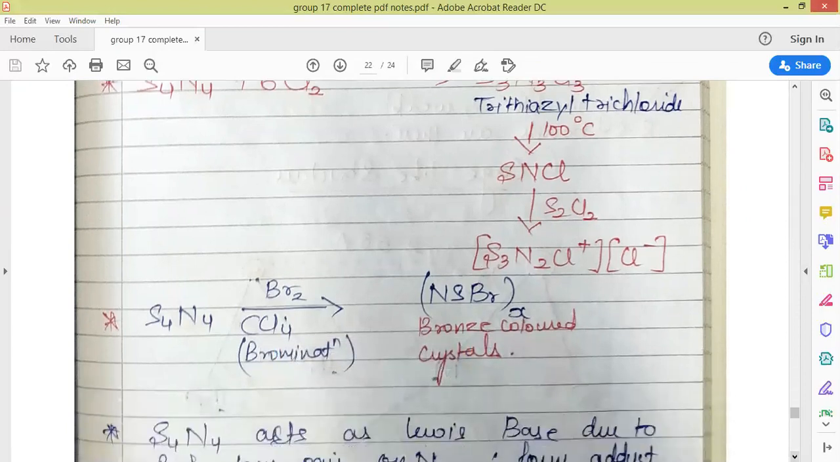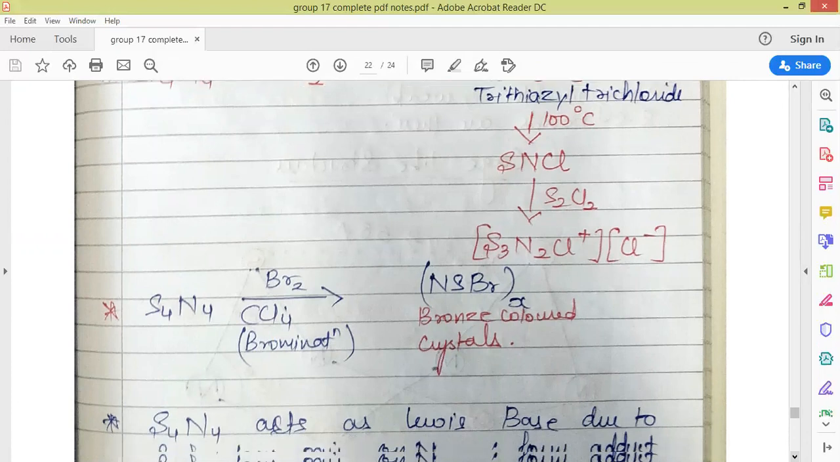S4N4 also undergoes bromination in the presence of CCl4 to give (SNBr)x. This is also a polymeric compound which is bronze colored crystals.